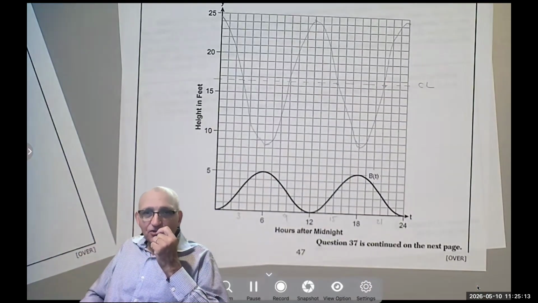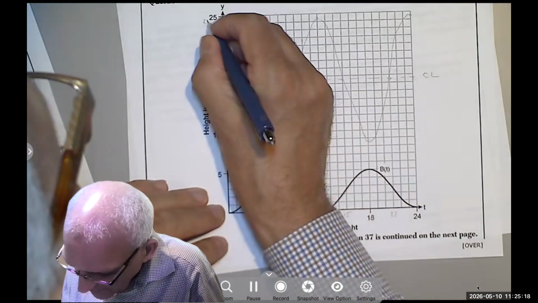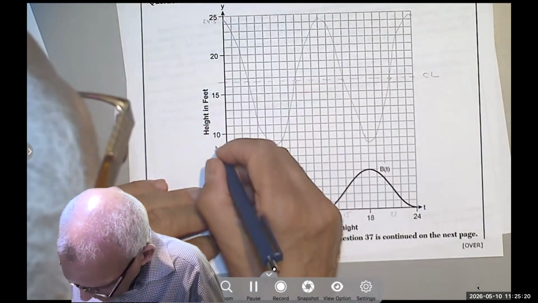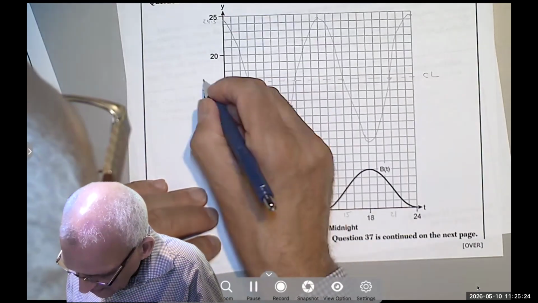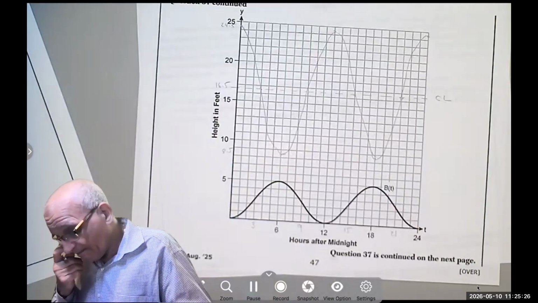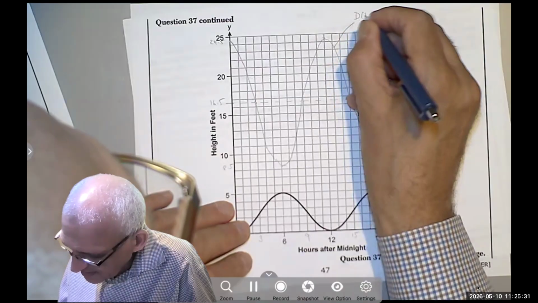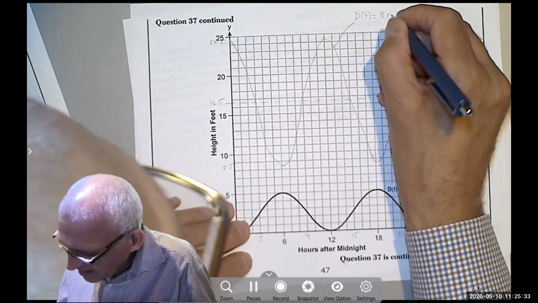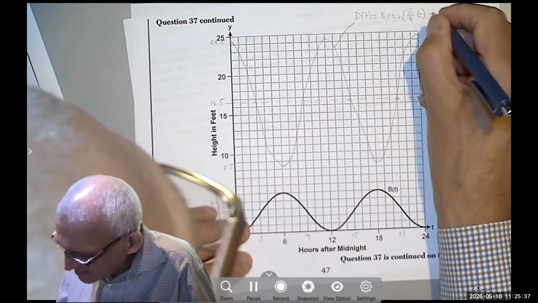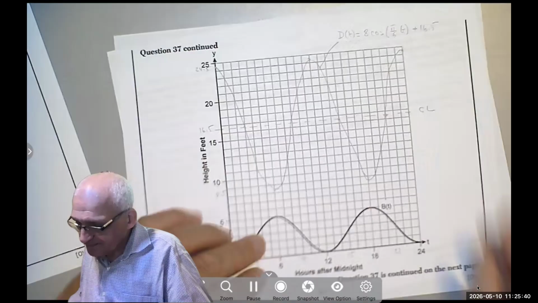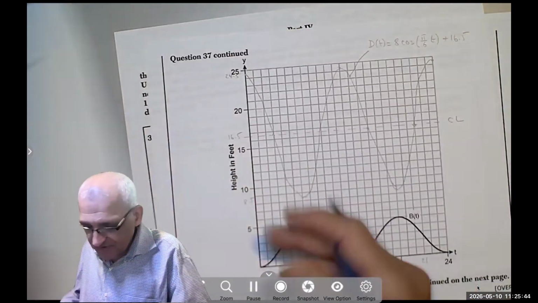And we're done with the drawing. Here you can write 24 and a half. Here you can write 8.5. And here it's 16.5, the center line. And also, if you want, you can say d of t equals 8 cos pi over 6t plus 16 and a half. Just to show the equation even though you already have it written.